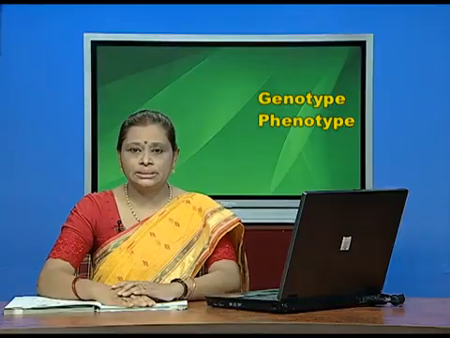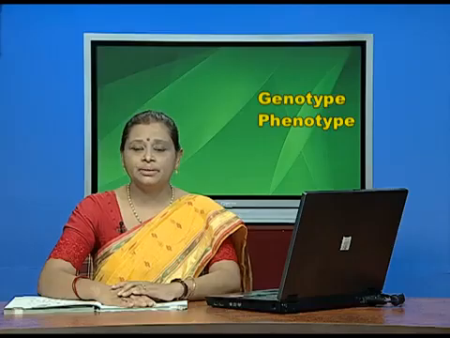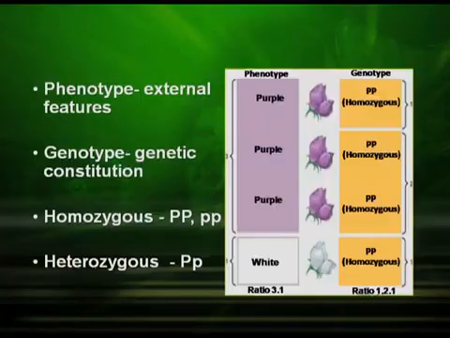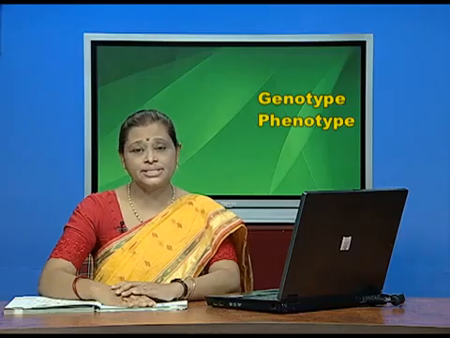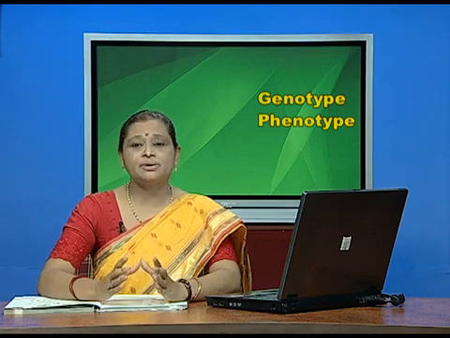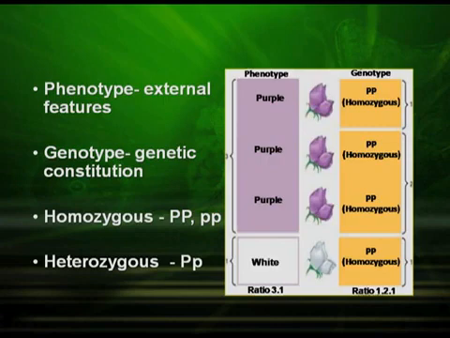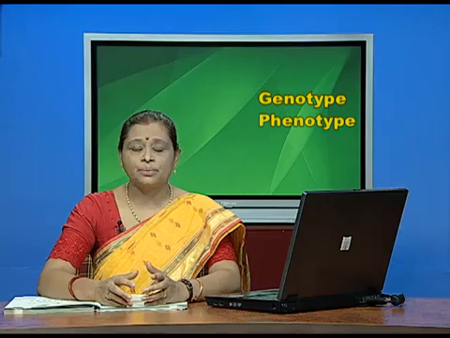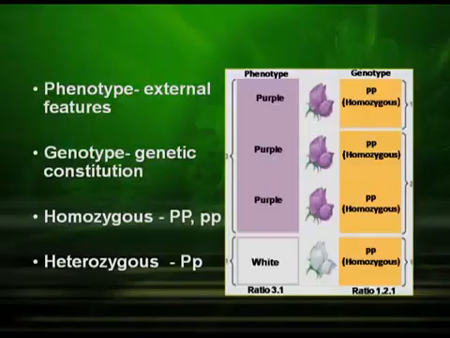Now, you must have heard about the two terms, genotype and phenotype. The phenotype is the external features of an organism. That means if an organism is tall or dwarf, that you can see, is called the phenotype. And the genotype is the genetic constitution of an organism. Now, this genotype can be homozygous, that means both the alleles of the gene are of the same type. As you can see in the diagram, a purple flower can be denoted by capital P and capital P, or a white flower by small p and small p. On the other hand, in the heterozygous condition, the alleles are of two different types, denoted by capital P and small p.